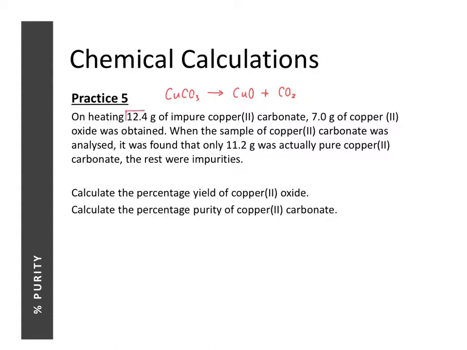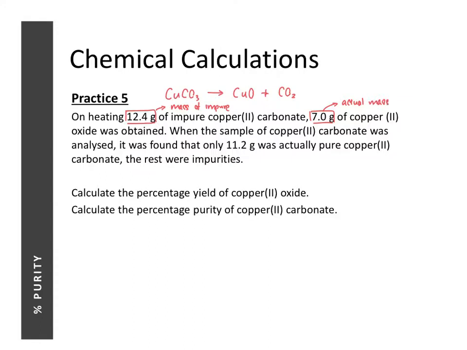Now 12.4 grams, if you read the question carefully, is the mass of impure. So we need to use this when we compute percentage purity. Other than that, we are not supposed to touch this from the start. On heating, you produce 7 grams of copper 2 oxide. This is the mass of product, the actual mass of product that is formed.